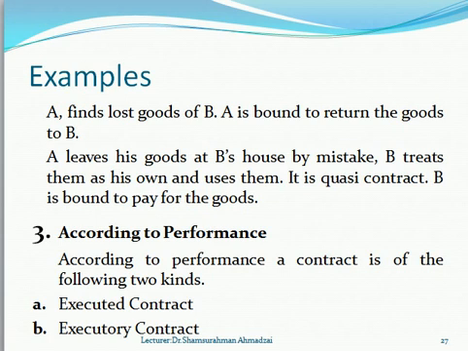Now we have قرارداد بنامی according to performance. According to performance, a contract is of the following two kinds: executed contract and executory contracts.